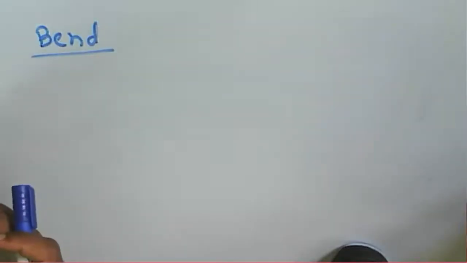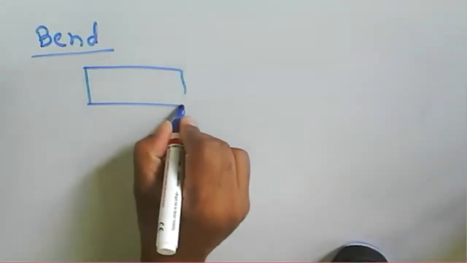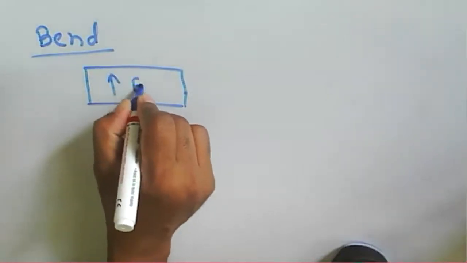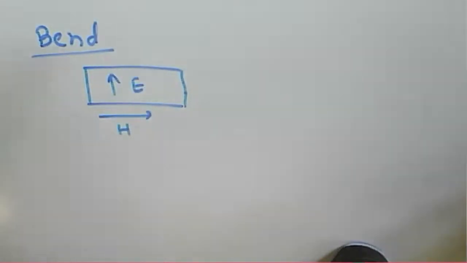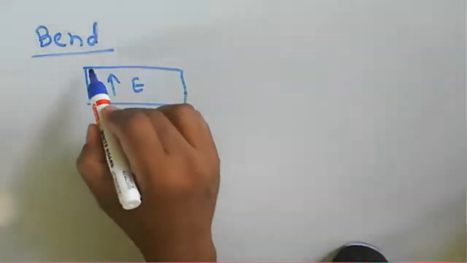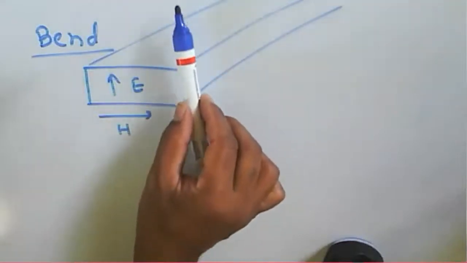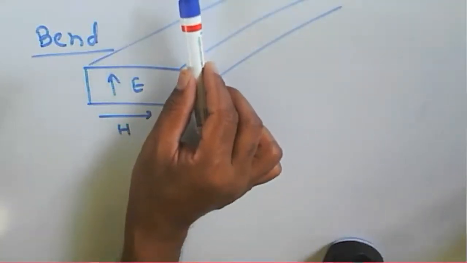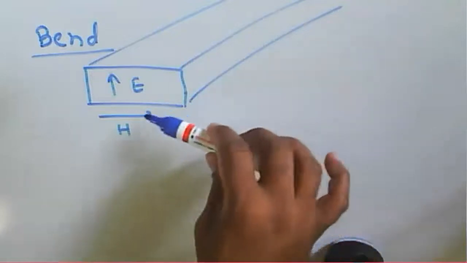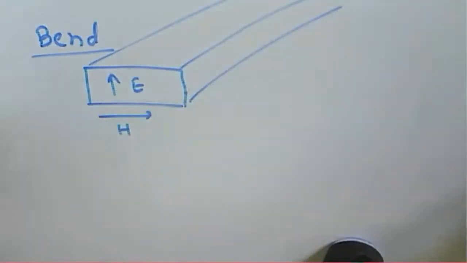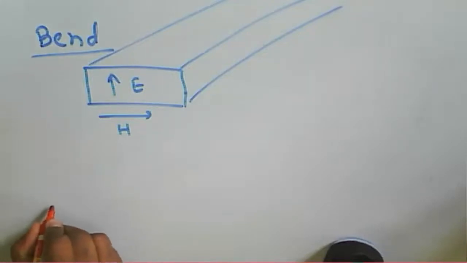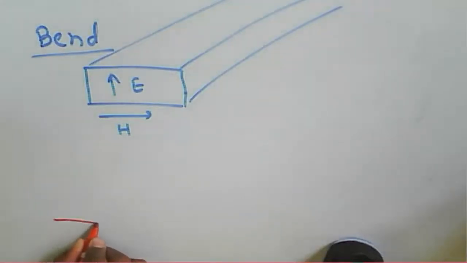So for example, for a given particular waveguide, we generally consider that there is a field component. This one is the electric field component, and this one is the magnetic field component. And this is our waveguide. Now if the bend occurs in the E plane side, it is called an E plane bend. If a bend occurs in the magnetic field plane, it is called an H plane bend. Now we can see here, what do you mean by this E plane bend or H plane bend?